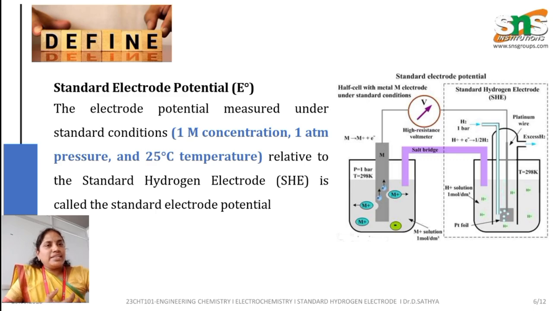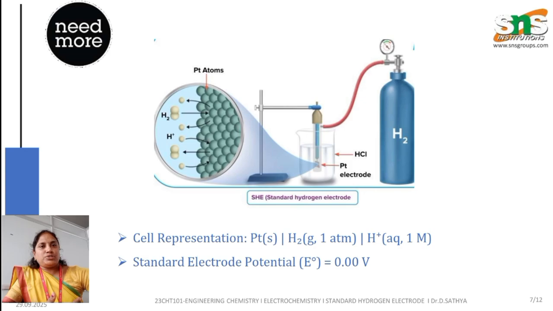So this is the standard hydrogen electrode potential. The concentration is 1 molarity, pressure 1 atmosphere, at room temperature. We can use this electrode with other electrodes. So we need to learn more. What about the cell representation? That means which electrode, anode or cathode, is present in the cell. That means platinum in solid form and hydrogen at 1 atmospheric pressure, with H plus ion present in the HCl solution. So the standard hydrogen electrode potential value is 0.